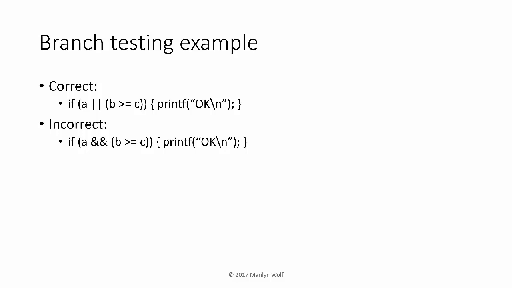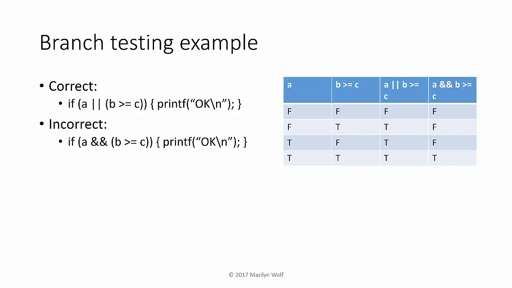Here are two pieces of code. The first code is what we intend. The test in this case is A or B greater than or equal to C. The second piece of code is wrong. Instead of saying A or, it says A and. So how can we test this?